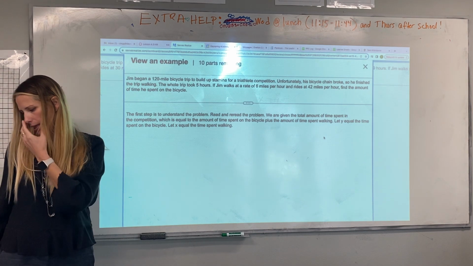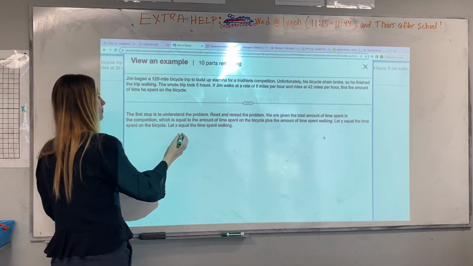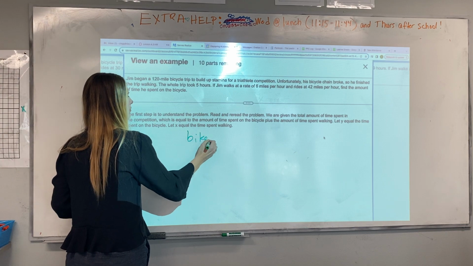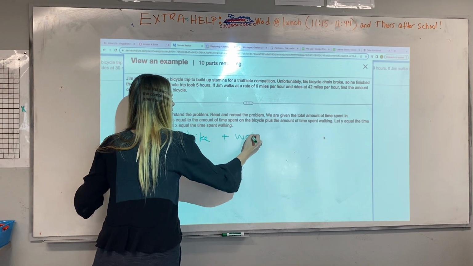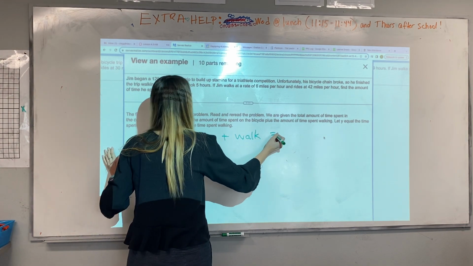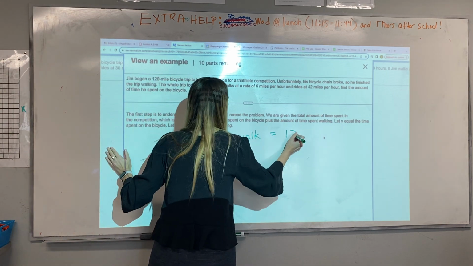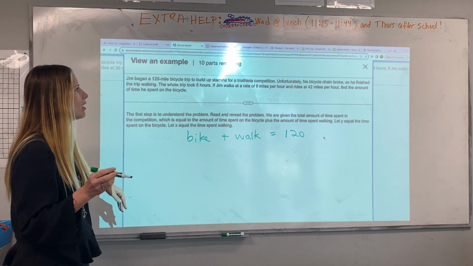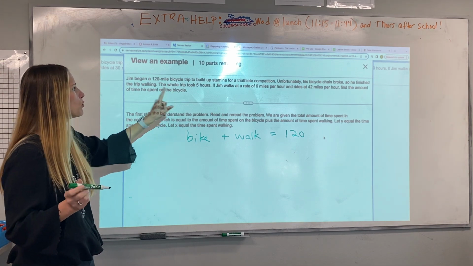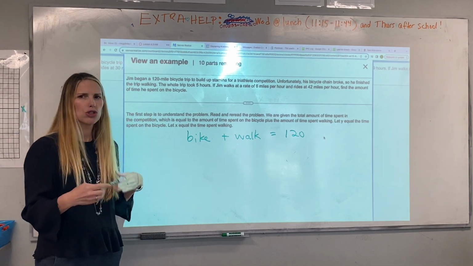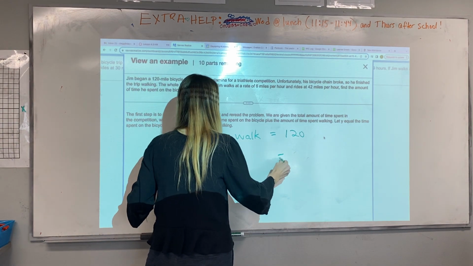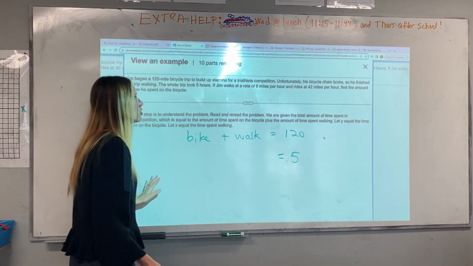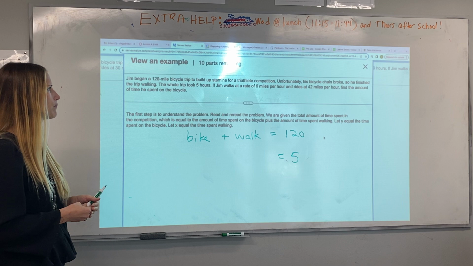Do you guys agree with that? He biked and he walked to complete the 120 miles. Do you agree with that? The whole trip took 5 hours, so they're giving us another total. The whole trip took 5 hours.